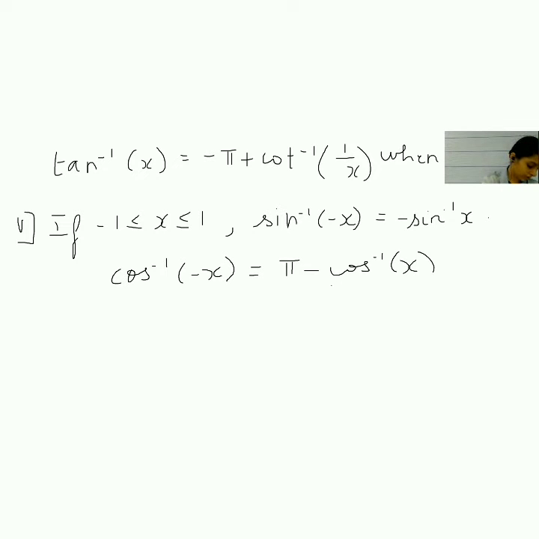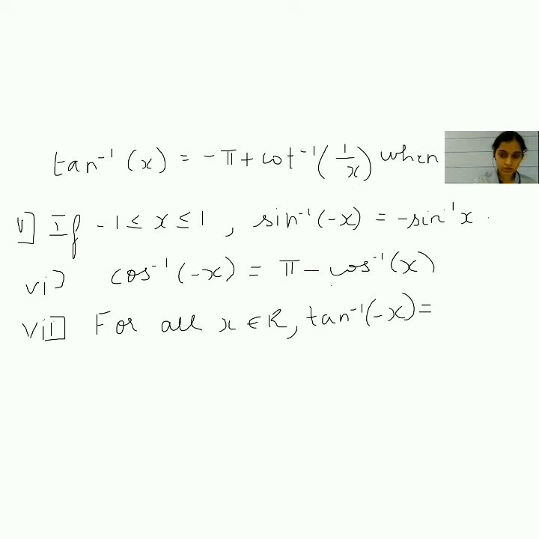Then we can write that for tan. So tan, we'll say that this is the sixth one. Let's go to the seventh one. Now for all x belonging to R, tan inverse of minus x is equal to minus tan inverse x. Means for all possible values of R, we can say that tan inverse of minus x is minus tan inverse x.